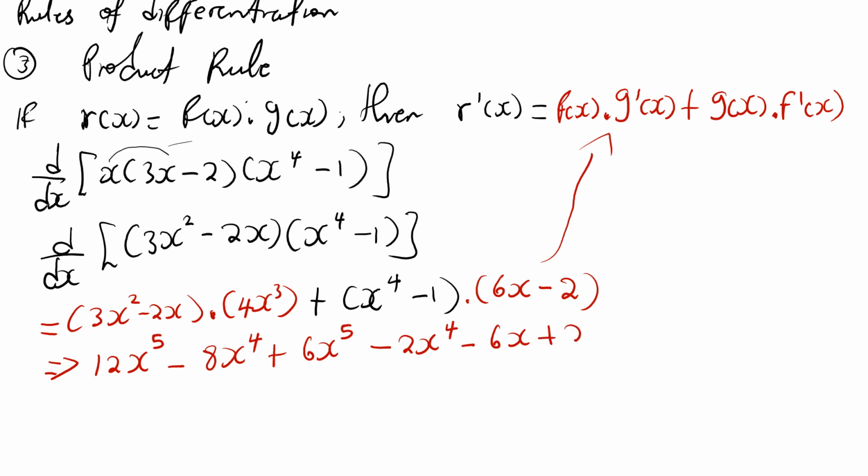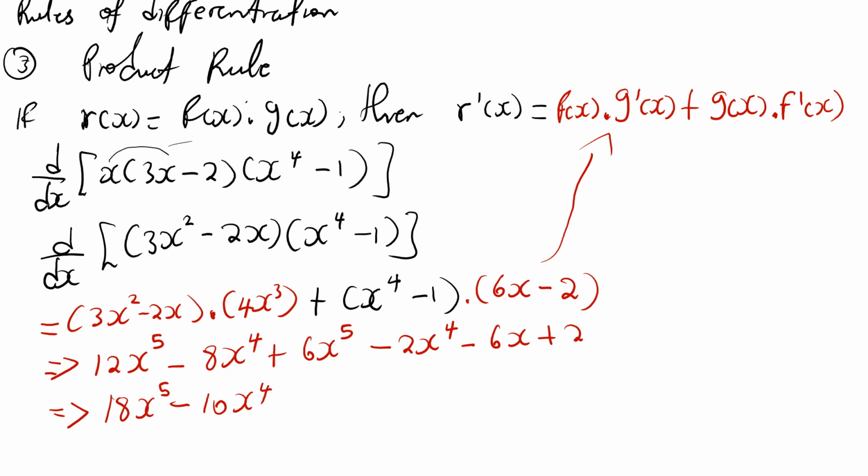Okay, so it's the method of adding or subtracting like terms. 12x to the exponent of 5 plus 6x to the exponent of 5 will give us 18x to the power of 5, minus 8x to the power of 4 minus 2x to the power of 4. It will give us minus 10x to the power of 4.